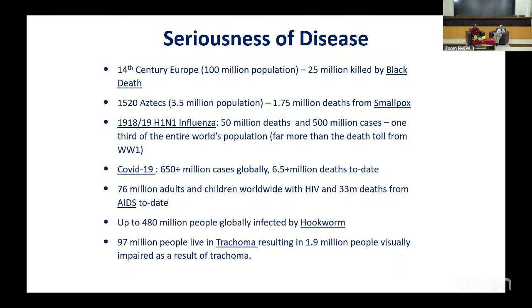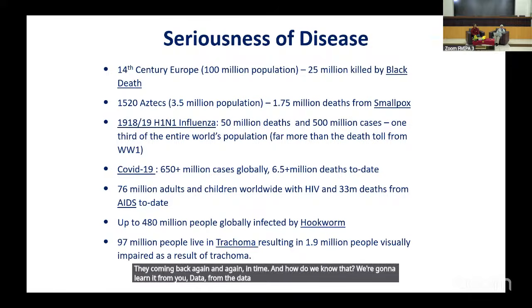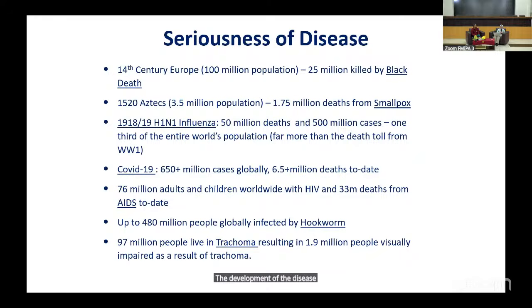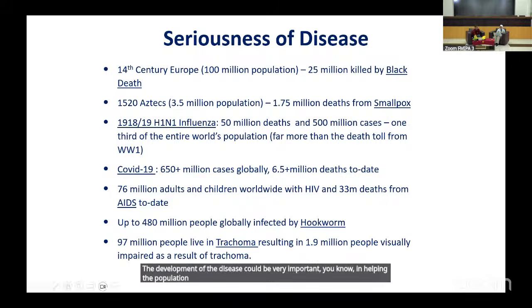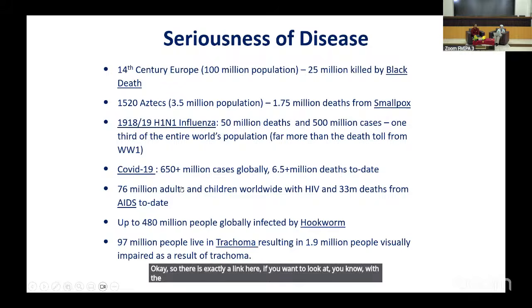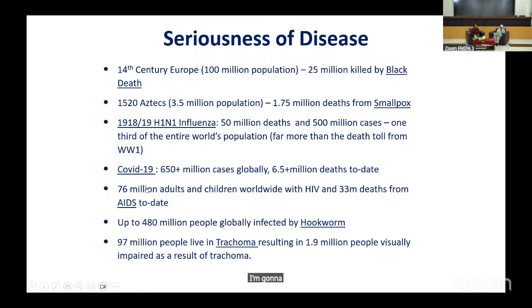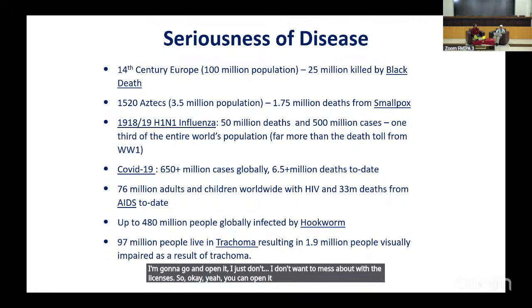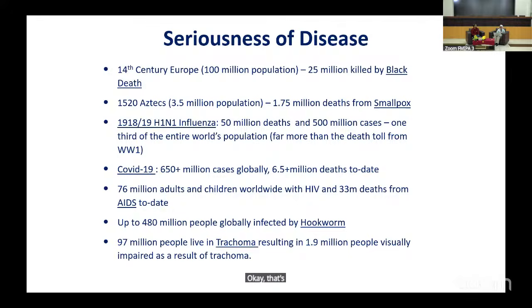And they are very persistent. Some of the diseases persist. They keep coming back again and again in time. And how do we know that? We're going to learn it from the data that we have. So learning about the development of the disease could be very important in helping the population. Okay. So there is actually a link here if you want to look at it, but I'm not going to open it. I don't want to mess about with the presentation. You can open it later if you want to. Okay, that's how serious disease can be.